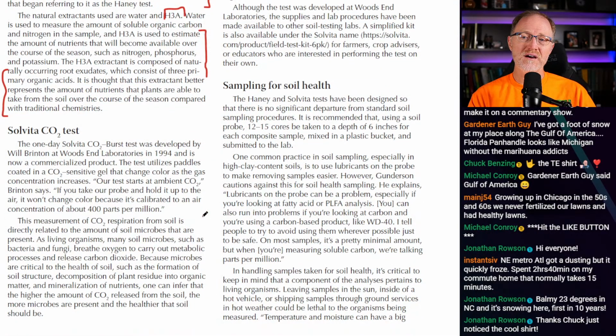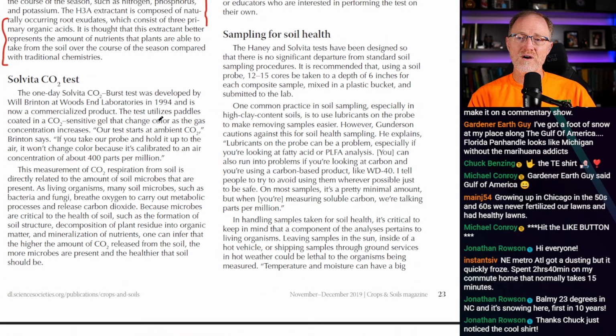The one-day Solvita carbon dioxide burst test was developed by Will Brinton at Woods End Laboratory in 1994 and is now a commercialized product. The test utilizes paddles coated in carbon dioxide sensitive gel that change color as the gas concentration increases. Our test starts at ambient CO2, Brinton says. If you take a probe and hold it up to the air, it won't change color because it's calibrated to an air concentration of about 400 parts per million.